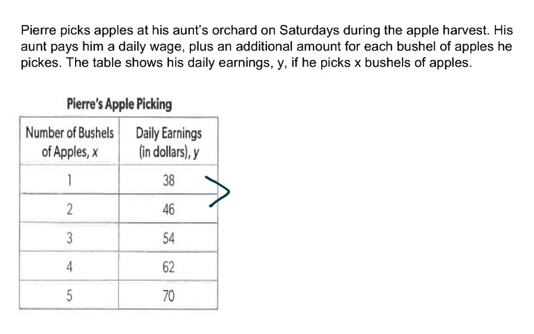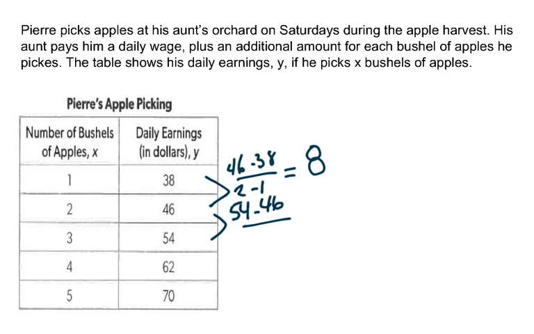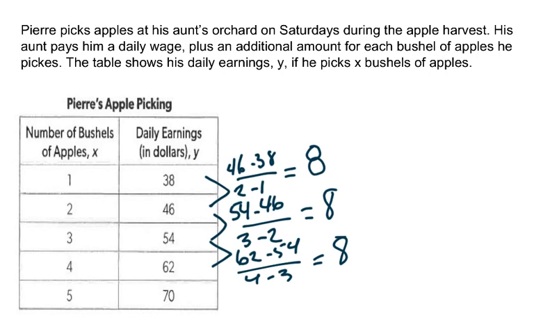So we use our equation. 46 take away 38 over 2 take away 1 gives us 8. And let's check our next one. 54 take away 46 over 3 take away 2 is 1, so that's 8. 62 take away 54 over 4 take away 3, which is 8. 70 take away 62 over 5 take away 4, so we're back to 8. So our constant rate, or our slope, is 8.